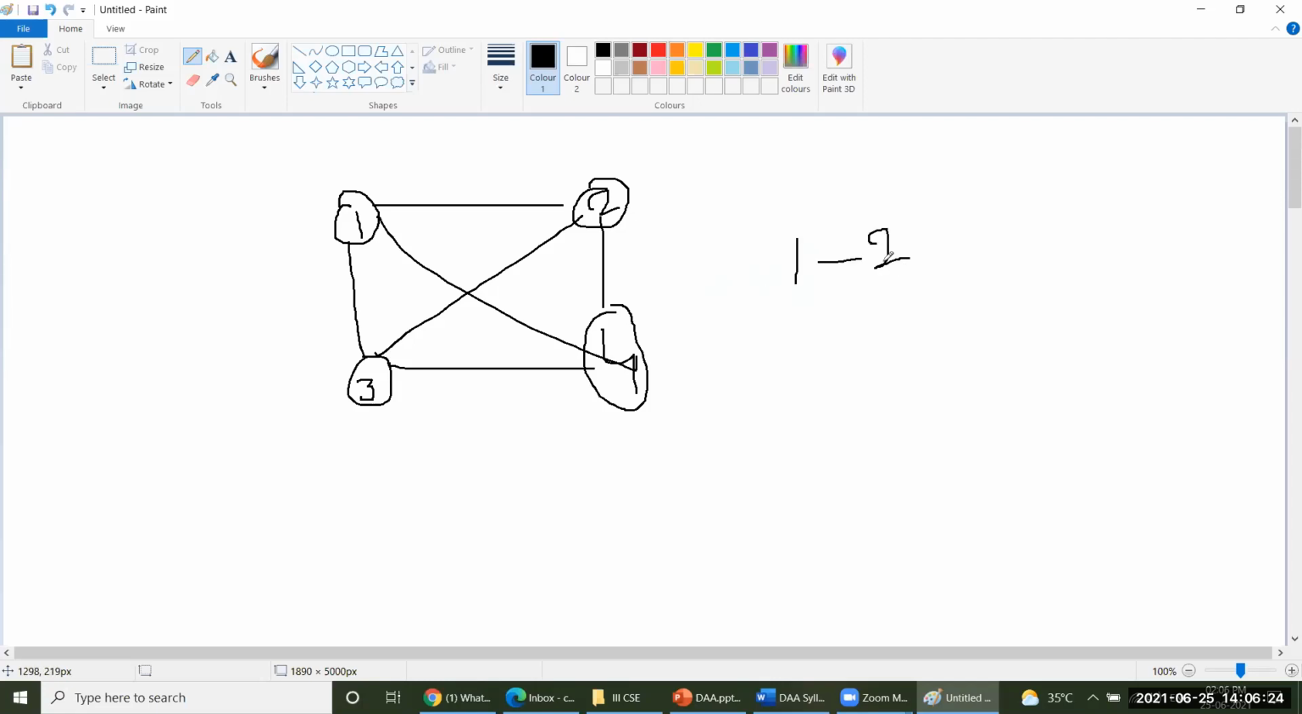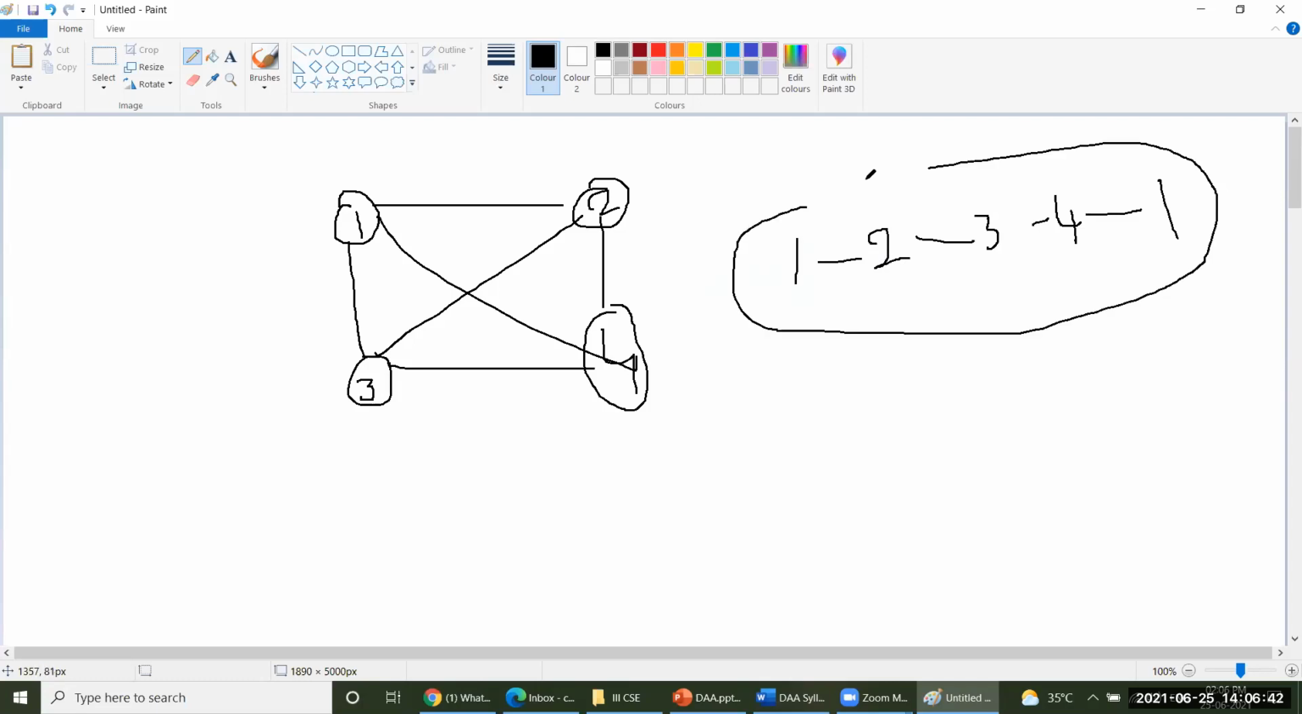I don't know whether it is correct or wrong. Let me write in an informal way. So 2, and goes to 3, and goes to 4. After visiting all vertices, you must come back to 1 again. Where you have to start, you must come back to that particular vertex. This kind of path is called a Hamiltonian cycle.